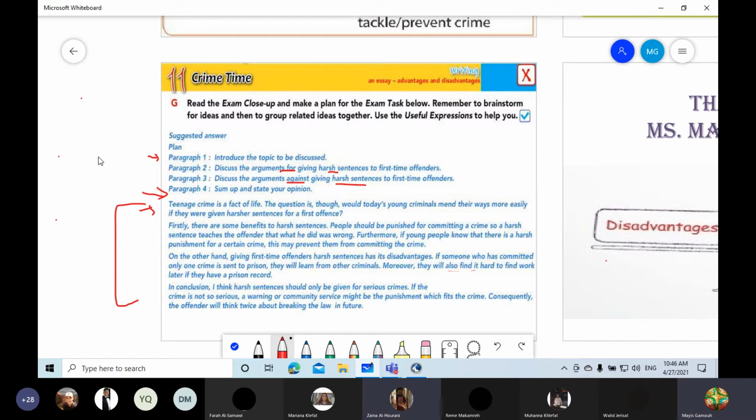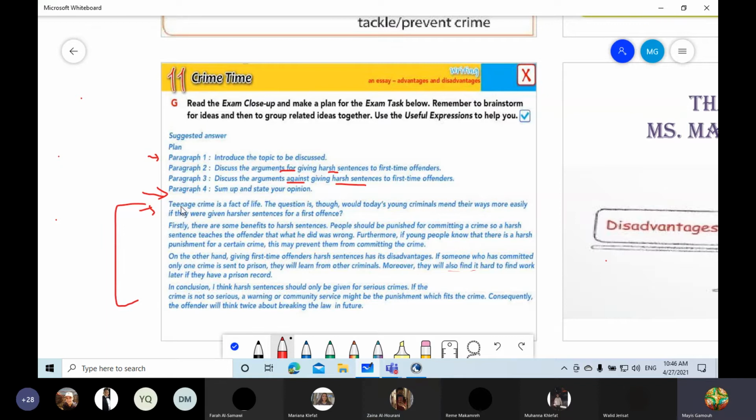Should I start reading? Yes, dear. Teenage crime is a fact of life. The question is, though, would today's young criminals mend their ways more easily if they were given harsher sentences for a first offense? Thank you, dear.